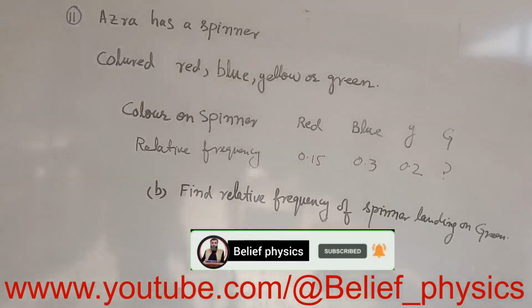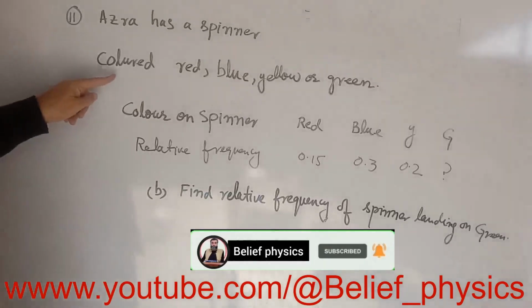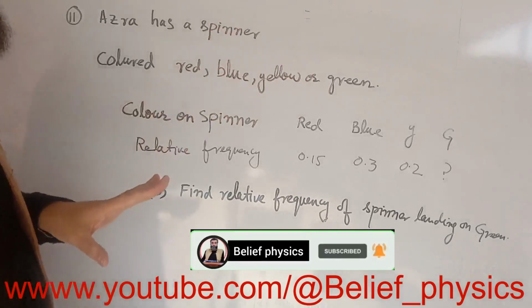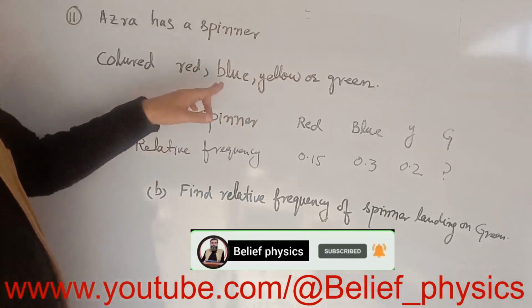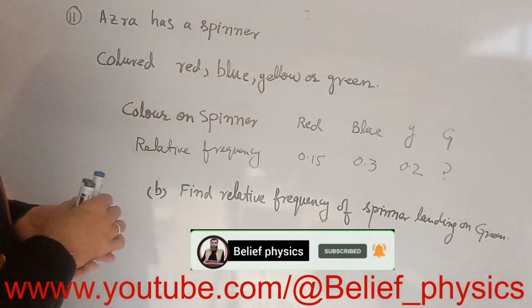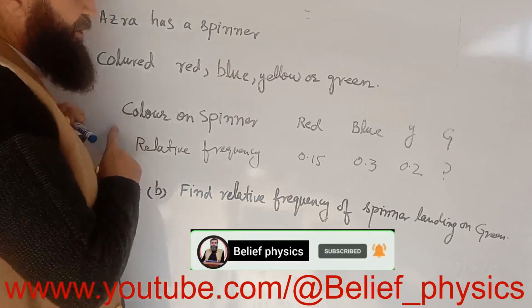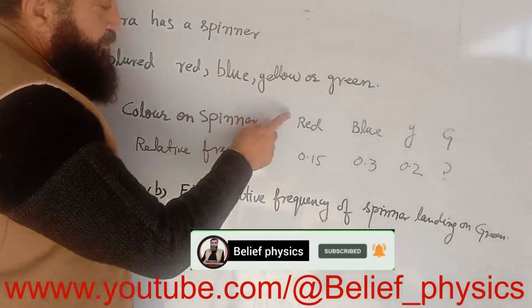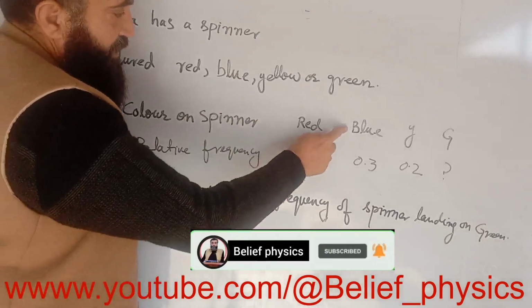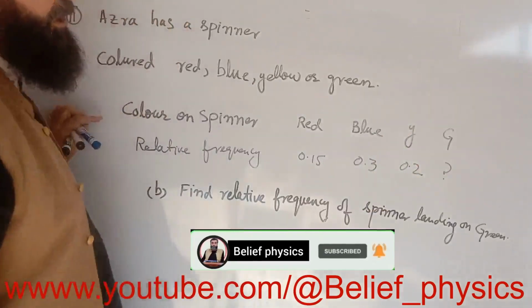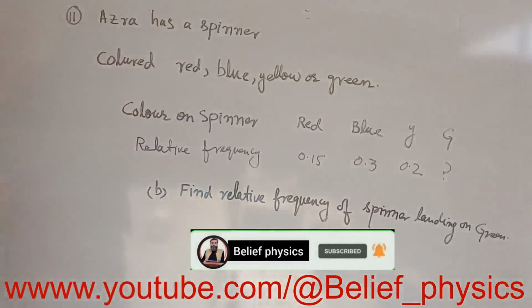Now, question number 11 is, Azra has a spinner with sections colored red, blue, yellow or green. There are 4 sections on the spinner. One of them is red, one is blue, one is yellow and one is green. There is a table given and it shows the relative frequency for spinner landing on red is 0.15, for blue it is 0.3, for yellow it is 0.2 and for green it is unknown. Question is, find the relative frequency of spinner landing on green.